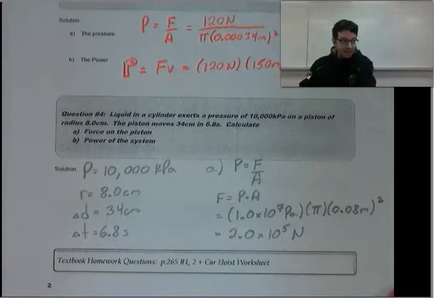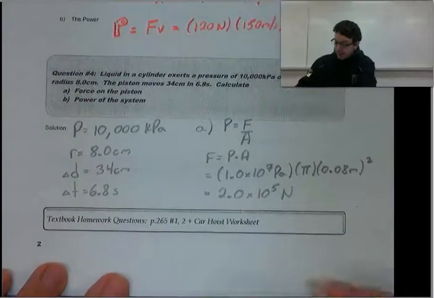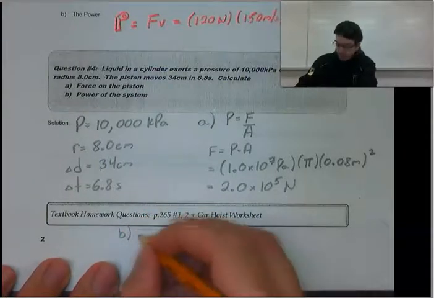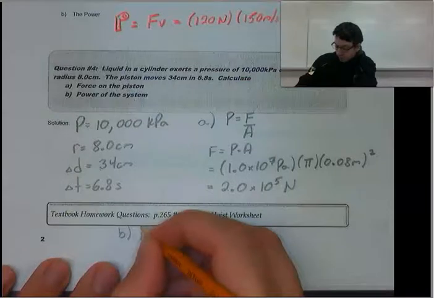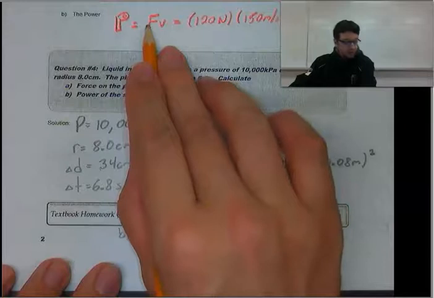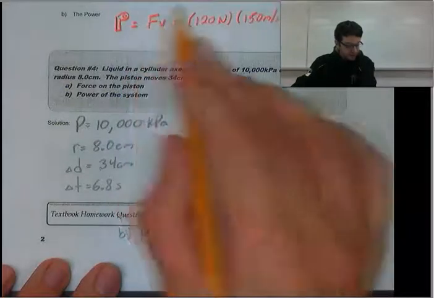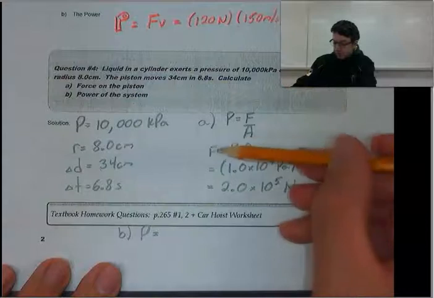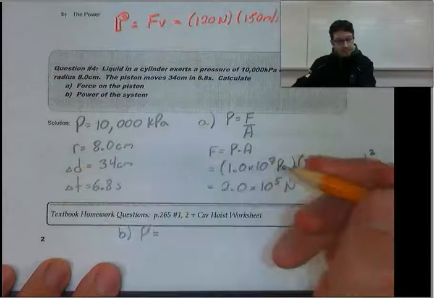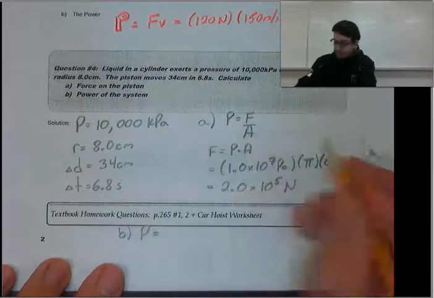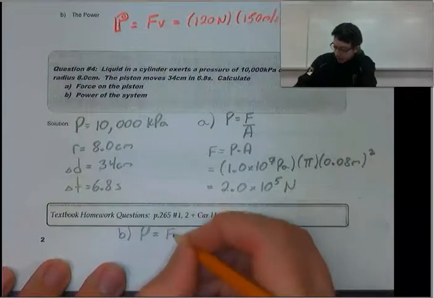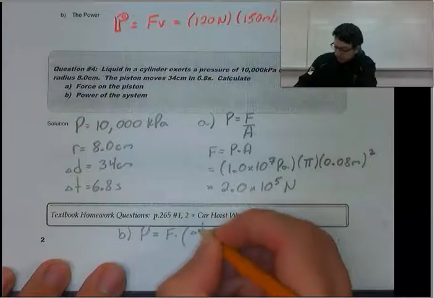So that's part A. Now part B, I'm going to write it down here. Part B wants to know the power of the system. Okay, now power we can write as force times speed. Now, we've just calculated force. We don't know speed, but we do know distance and time. And speed is just distance divided by time. So we can write it as force times distance over time.